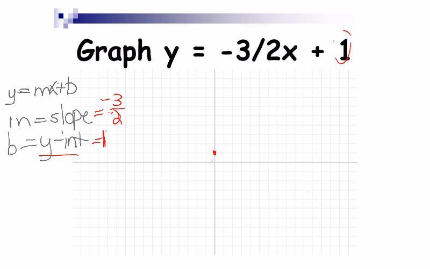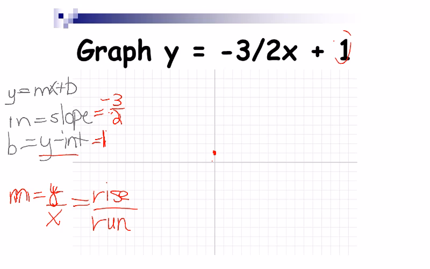Okay, so we've done the y-intercept, and now we're going to do the slope. The slope is going to be negative 3 over 2. Remember that slope is counted with y over x, or rise over run. Okay, so what I'm going to do is count the slope, and it's going to be 3 over 2.